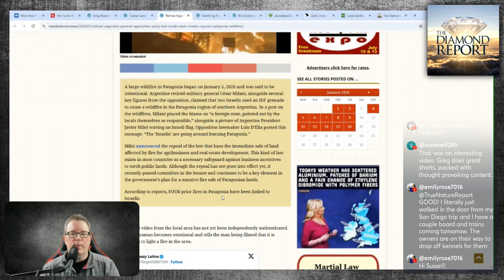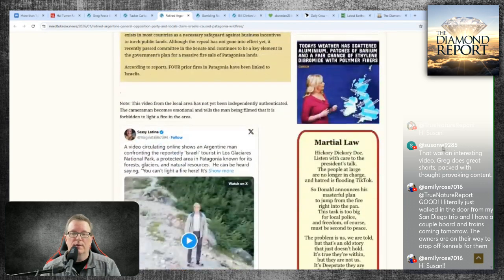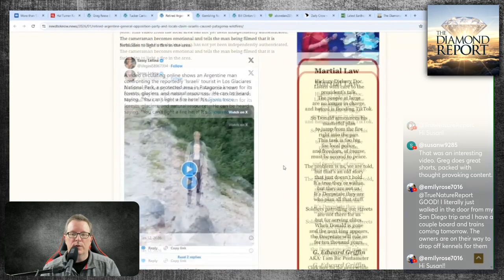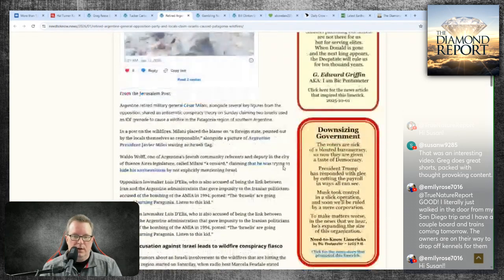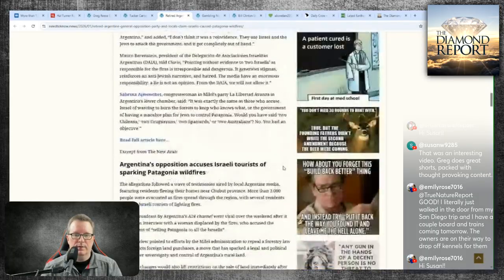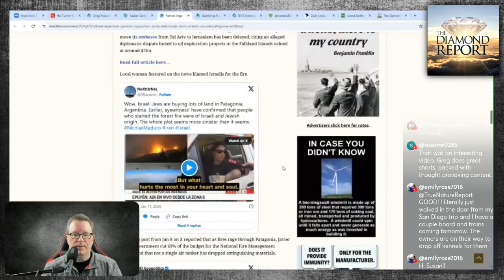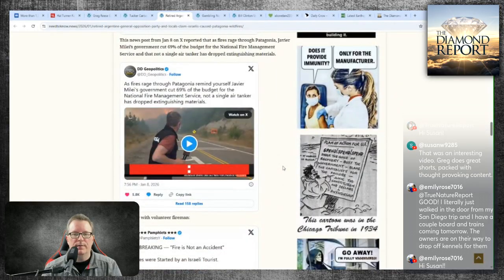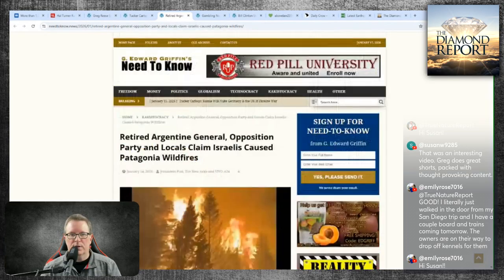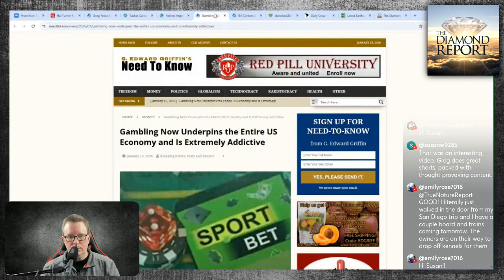According to reports, 4 prior fires in Patagonia have been linked to the Israelis. What I'm not sure is what they gain by doing that, but we do know that oftentimes they are at the center of situations like this, so I don't know. There's further information here on Patagonia and the fires on needtoknow.news, so take a look at that one.